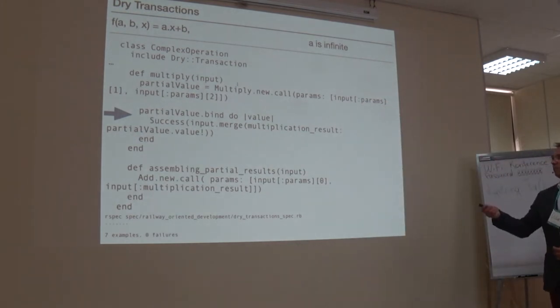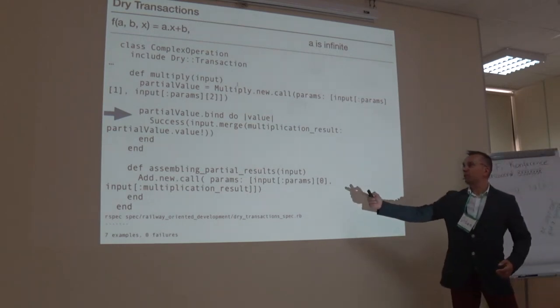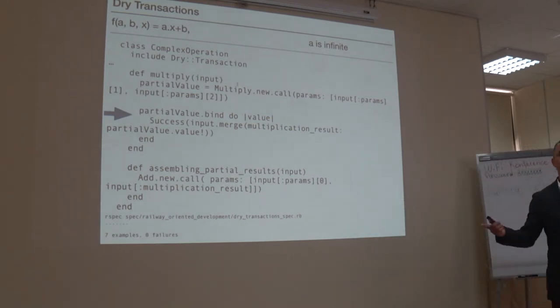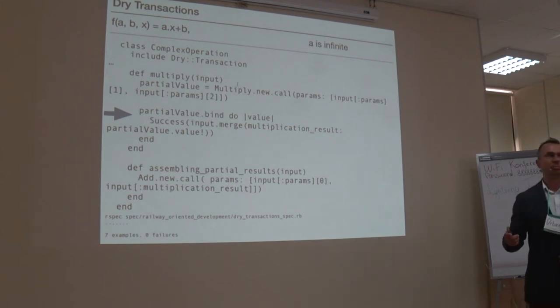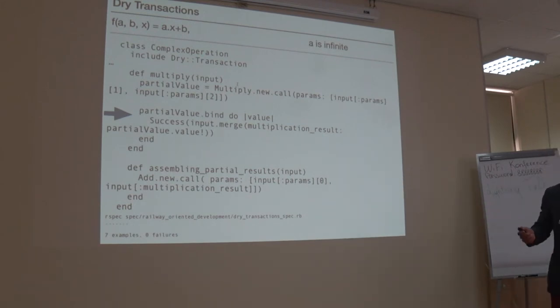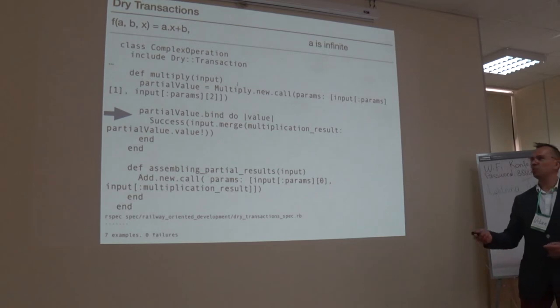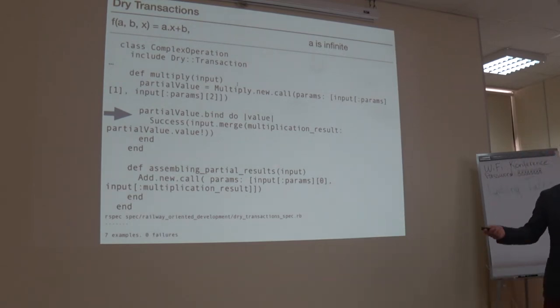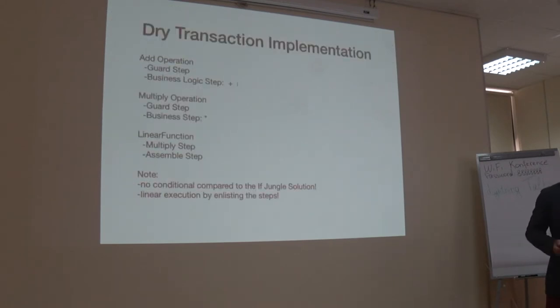So if it's success, then the next method is going to be called. In the next method, we are going to grab the outcome of the first operation and call the addition. And since we are doing test-driven development, all of our specs are succeeding. So all of our 7 examples are succeeding. So what's the structure?